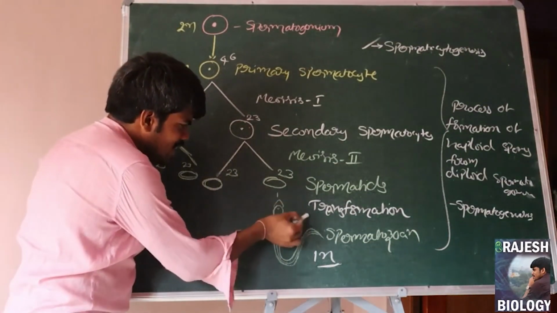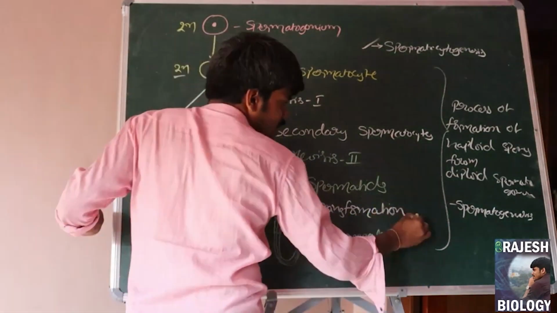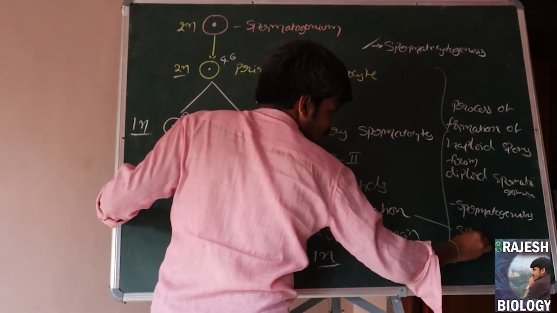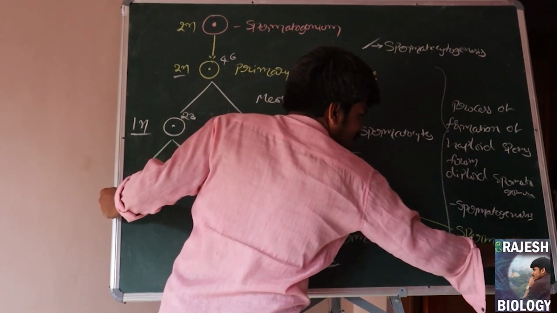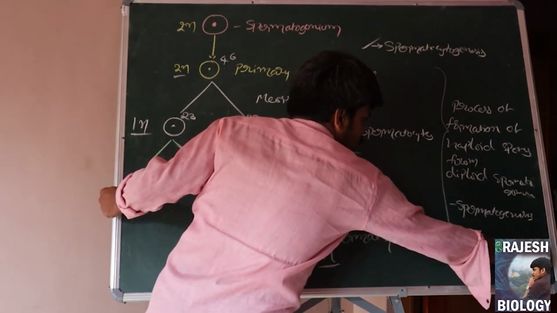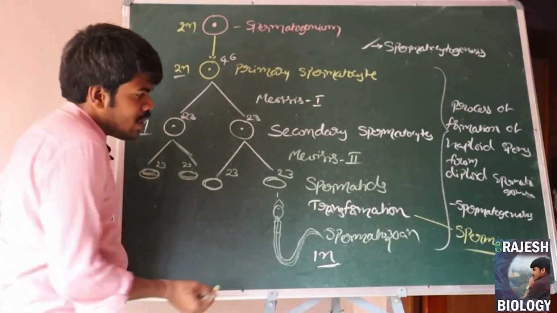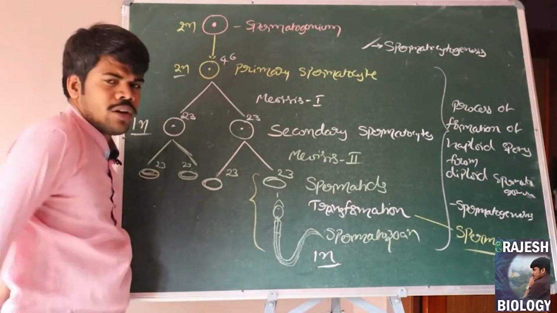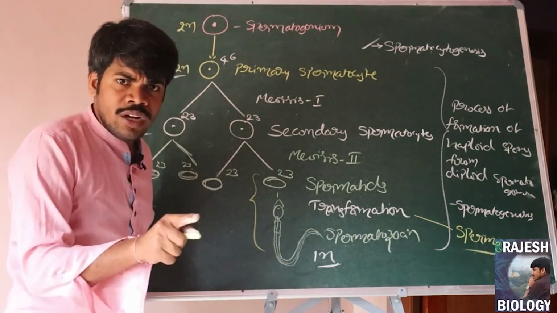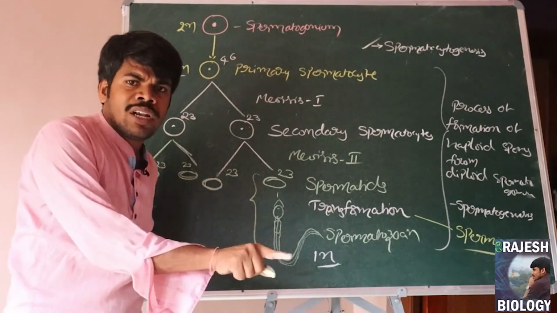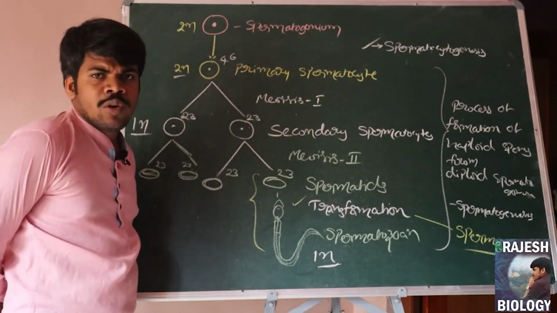Now, what is this transformation called? The transformation has another name. This transformation is called spermiogenesis. Very important. Every time students get confused about the difference between spermiogenesis and spermatogenesis. Spermatogenesis is the complete process. Spermiogenesis is only this transformation. So what does spermiogenesis mean? Spermiogenesis is the process of transformation of spermatid into the spermatozoa.